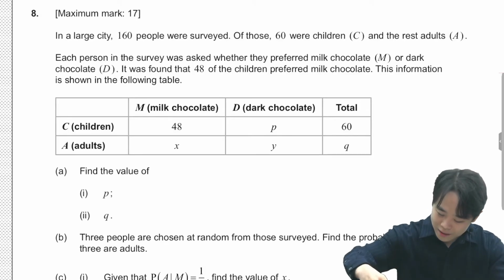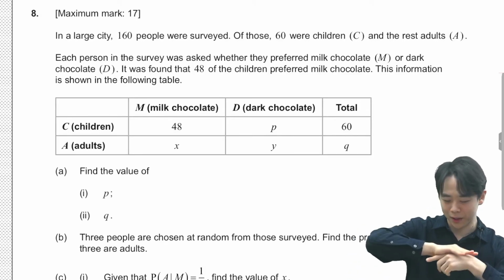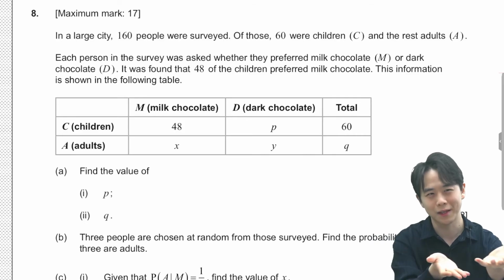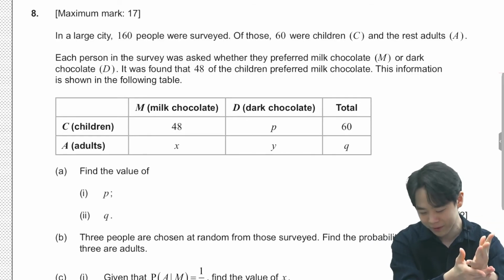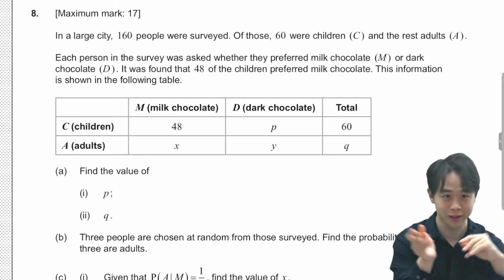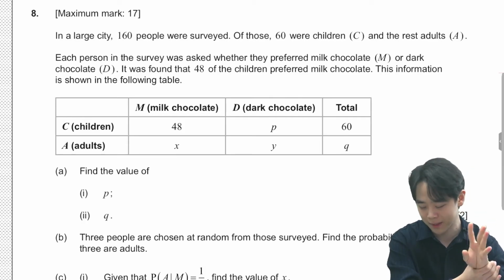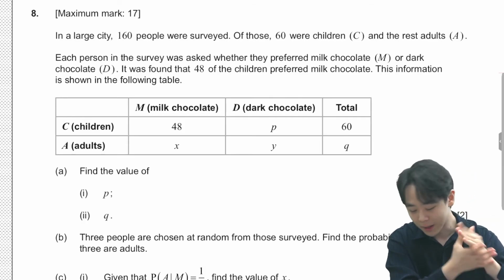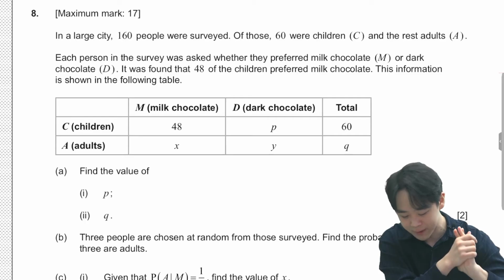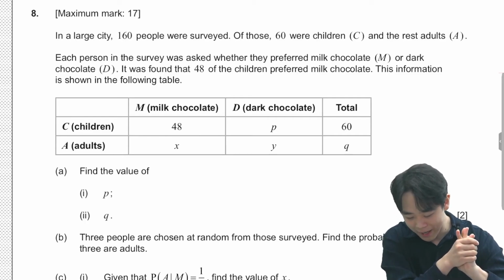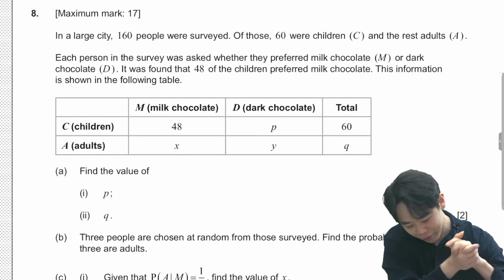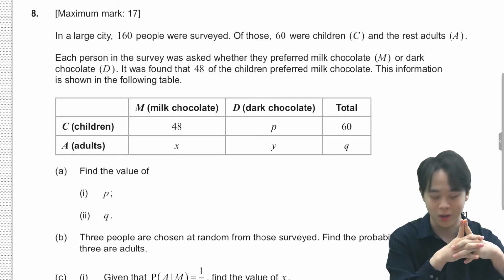Okay, so we have a two-way table here, right? We have our population. They're either milk chocolate lovers, dark chocolate lovers, they're children, they're adults. So there's 4 different possibilities that everyone fits into. Okay, so we know that there's a total of 160 people, and I guess everyone falls into one of 4 categories, and then we have some conditional probabilities going on.